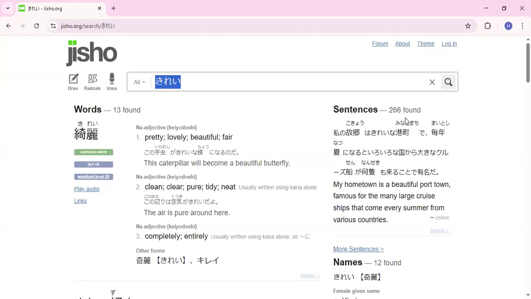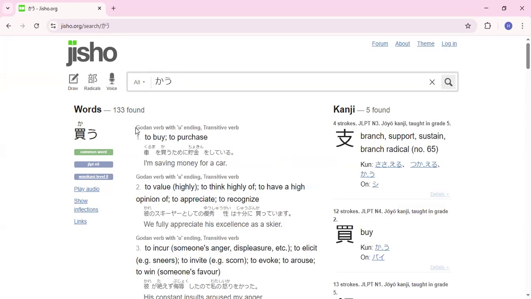Of course, if you have learned Japanese, you know there are three kinds of verbs, which are the verb one. For example, kau, right? Is a verb one, kau. And here it's said godan verb. So verb one actually in Japanese is called godan, with an u ending. Well, obvious much. And I also love this. This is a transitive verb.